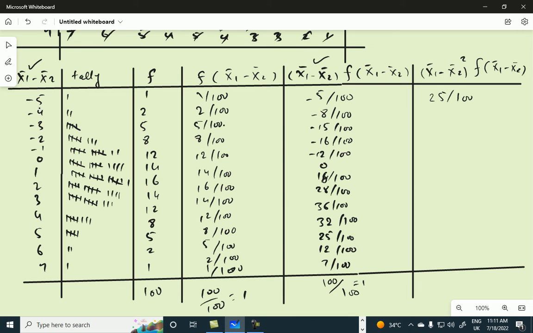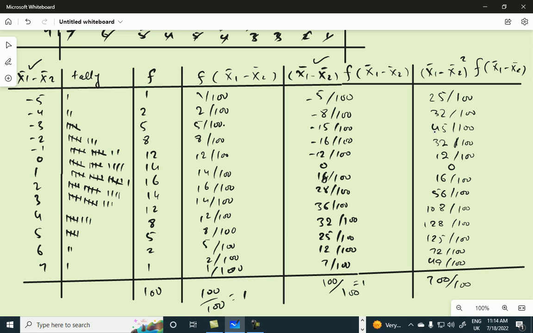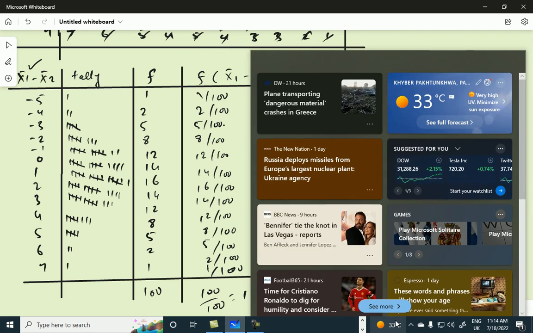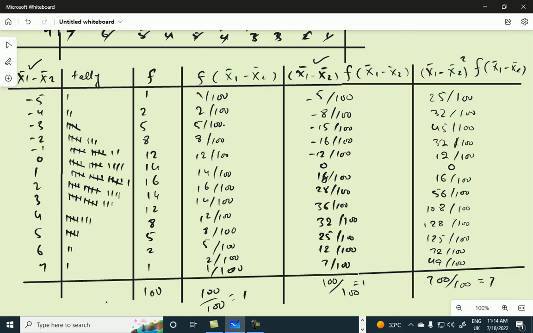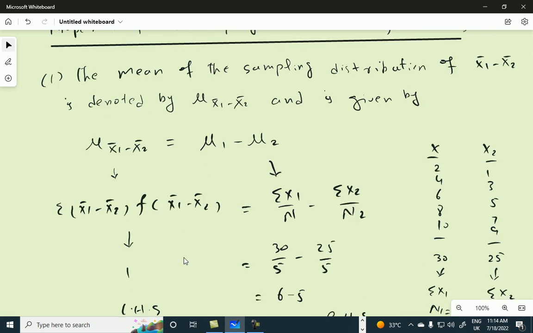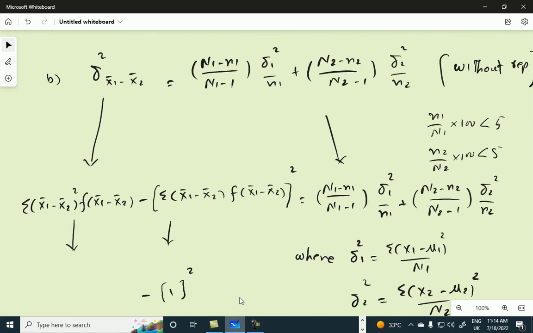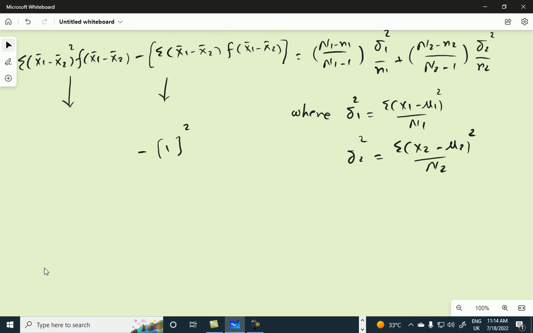Similarly, you can multiply minus 4 with minus 8, which gives plus 32, because minus into minus is equal to plus value. Similarly, if you complete this column, you get 700 divided by 100, which is equal to 7. 7 minus 1 is equal to 6. So, the left hand side is equal to 6.